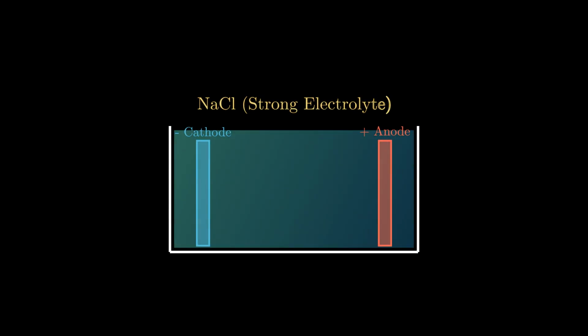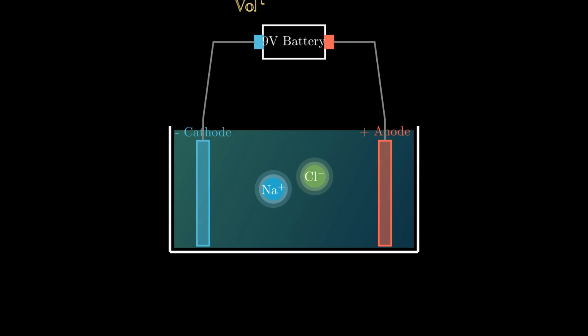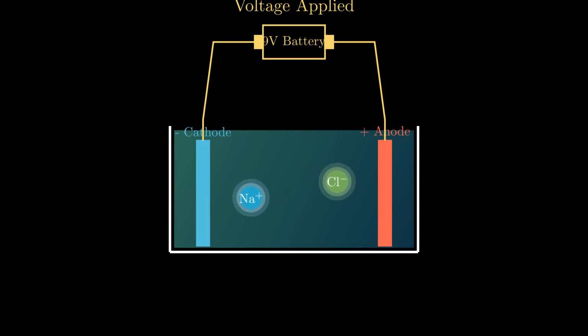Kohlrausch looked at what actually happens physically inside the solution. Let's imagine a beaker with a strong electrolyte like sodium chloride. When dissolved in water, it completely dissociates into positive sodium ions and negative chloride ions. When we apply a strong voltage using a battery, these ions start migrating.